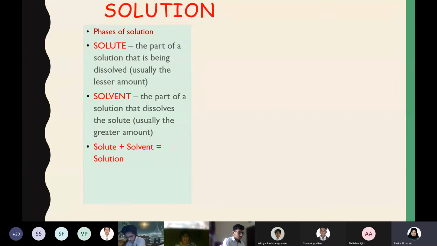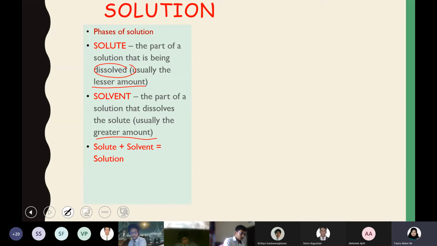Solute is the part of a solution that is being dissolved, and usually it is in the lesser amount. Similarly, solvent is the part of a solution that dissolves the solute, usually the one in greater amount. Solute and solvent give you a solution. Again, it's a binary solution. We'll simply use the word solution, but it's understood that we are talking about binary, as most of our examples belong to this classification.